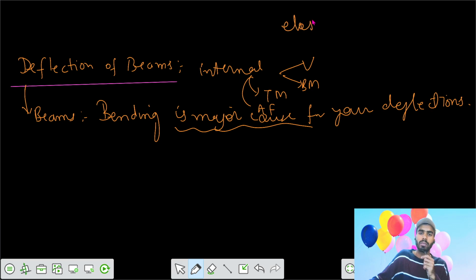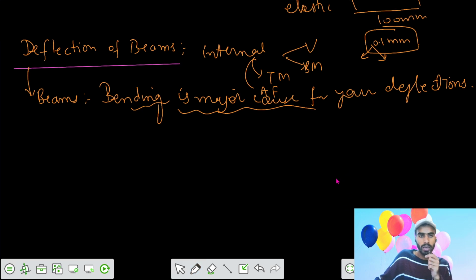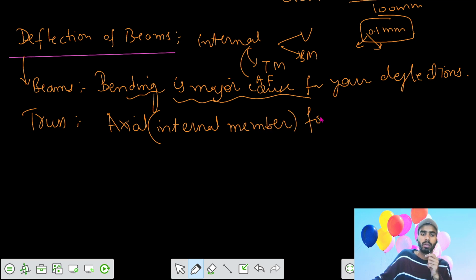We don't want a 100 mm bar to increase by 1 mm, or 0.1 mm. So this is your limit, and within that, bending is predominant. You can also see the effect of the others. And for trusses, the internal axial force, the internal member force which we calculate when we cut the section, is the predominant cause of deflections.